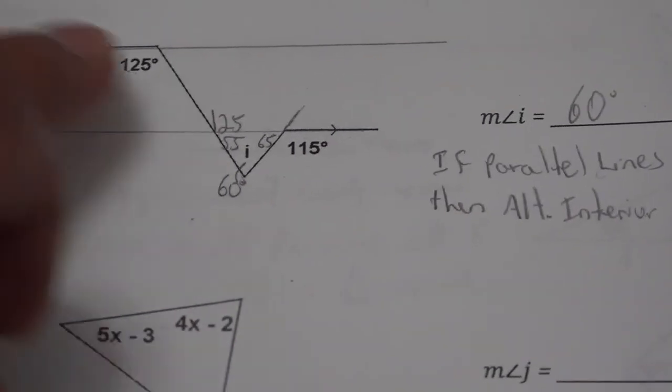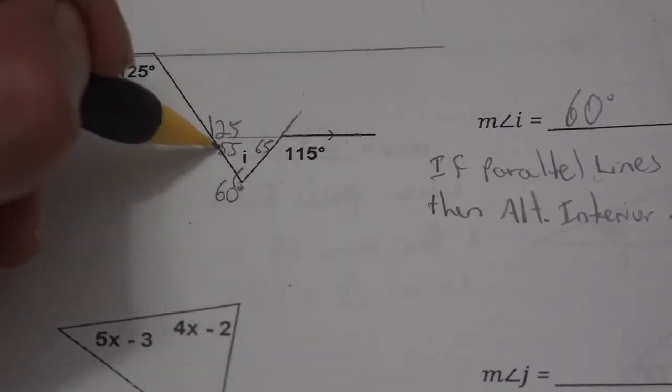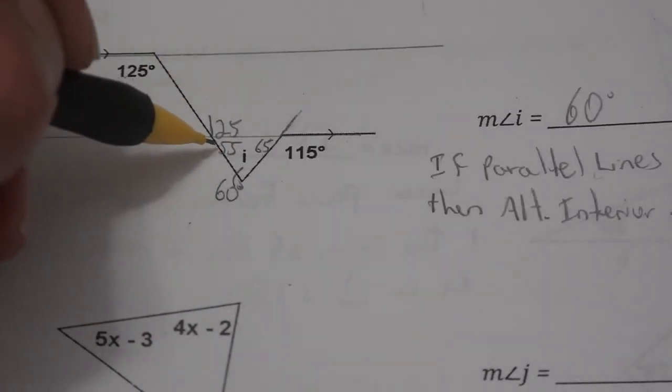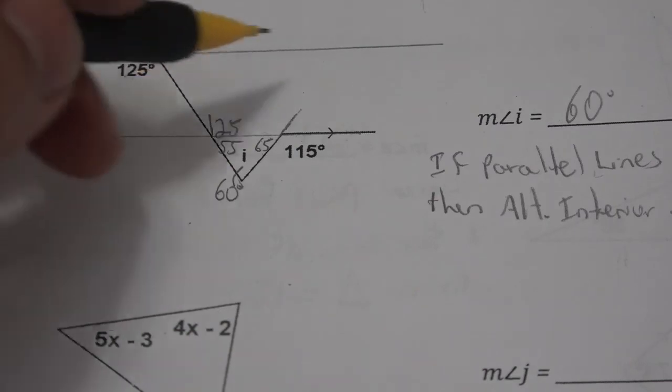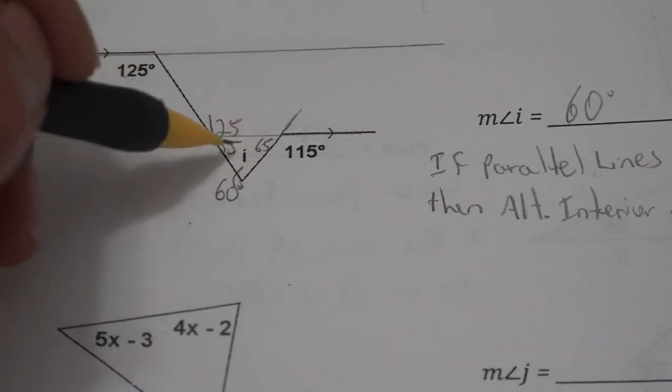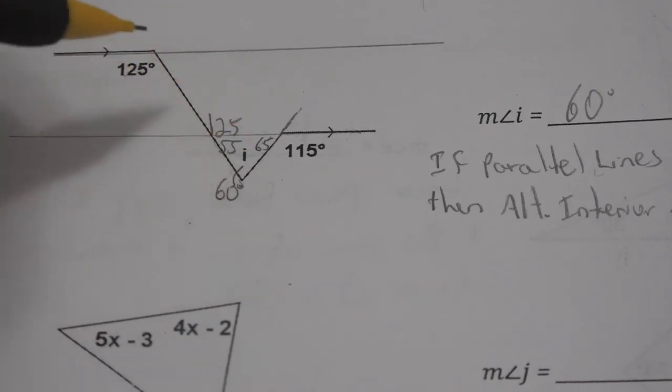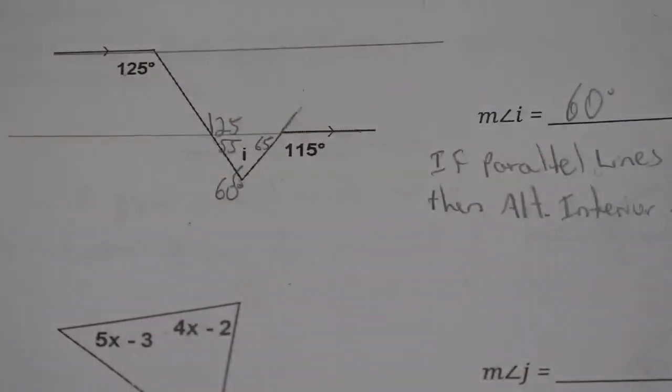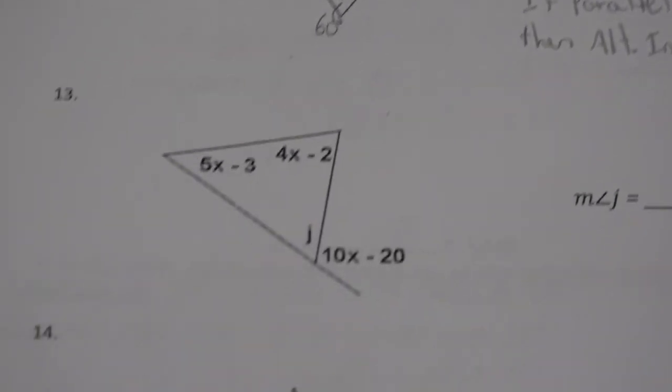So we use alternate interior angles. Then we use the concept of linear pairs, okay? Linear pairs are supplementary. And then we use the sum of the angle measures in a triangle equals 180 degrees. So you write that down. All right, cool then. Now let us go into this one.